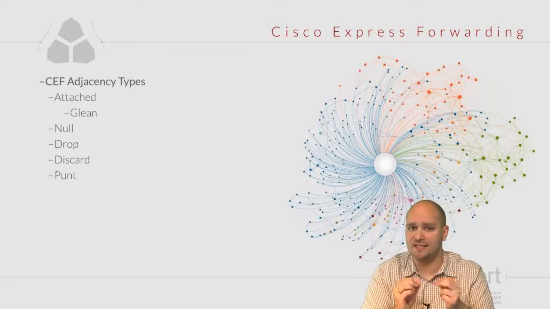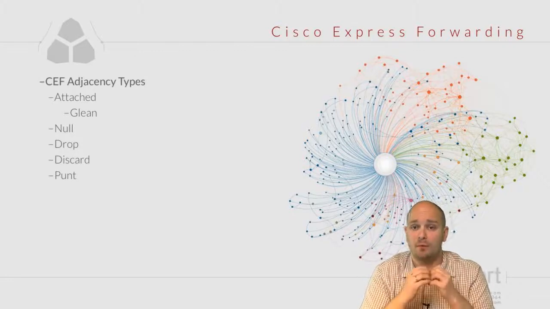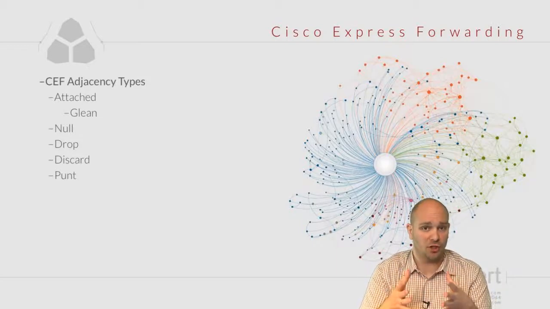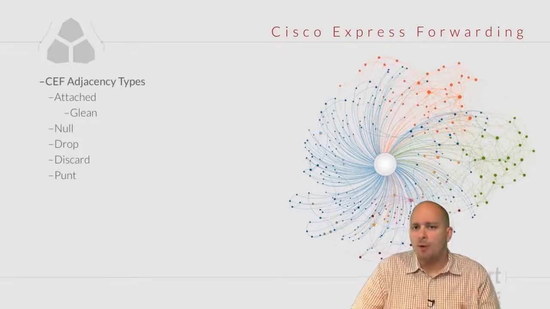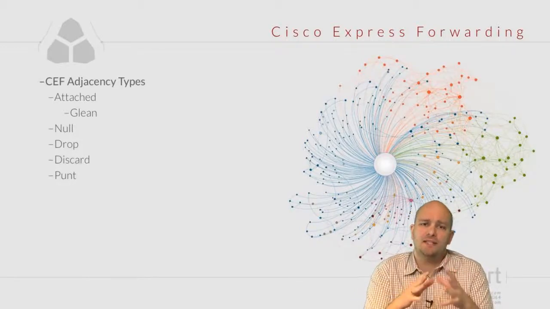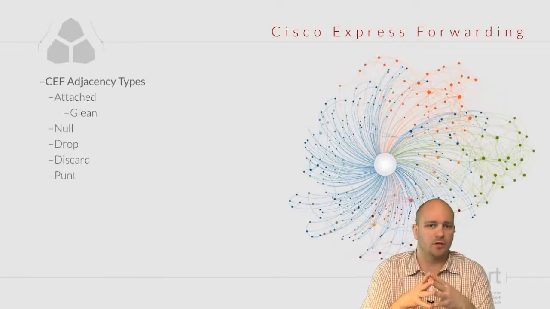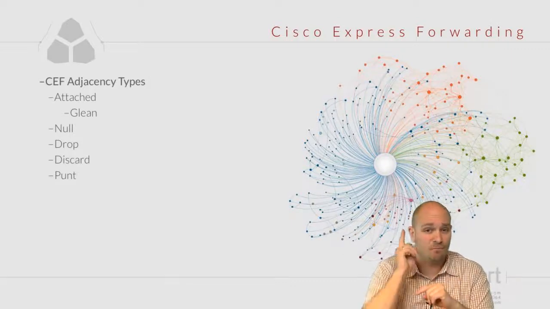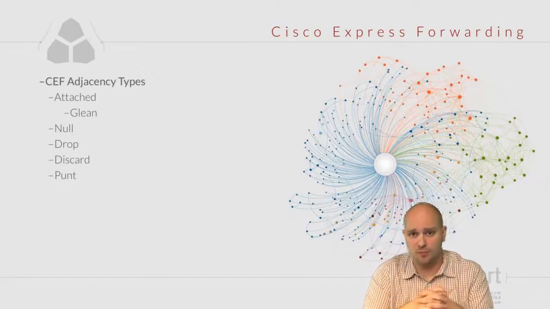However, the discard adjacency is a purposeful discard, a drop of the traffic, a purposeful rejection of the traffic that we have actually configured. And last but not the least is the punt adjacency. Punt adjacency is an adjacency in which, unfortunately, CEF cannot directly forward the traffic. For punt adjacency, we need to send the traffic back to the control plane. We need to send it to the brain of our device.